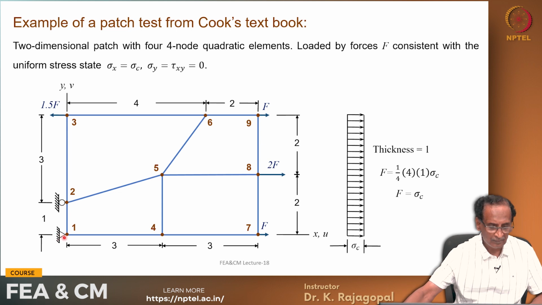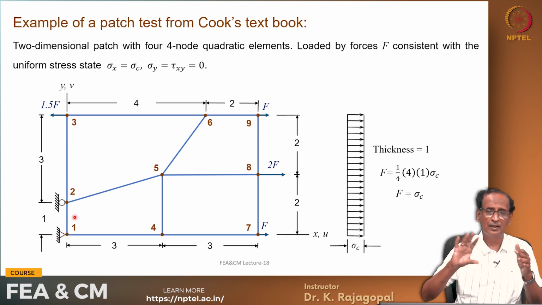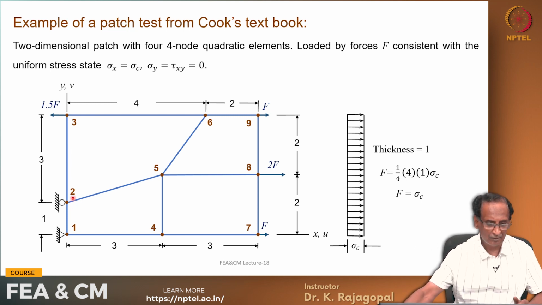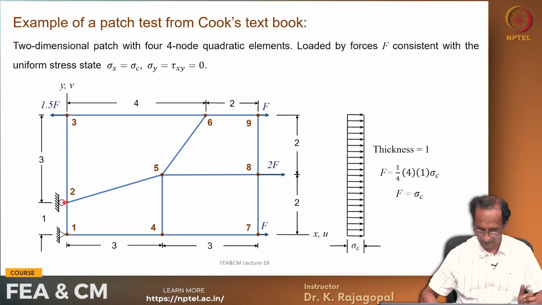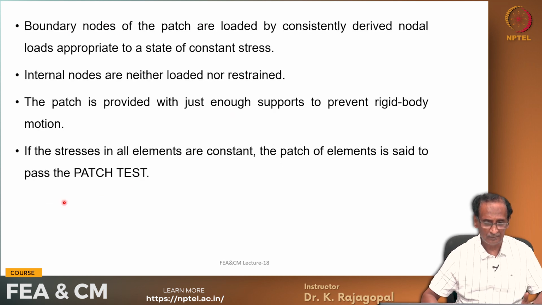So if you fix only one node and leave all the other nodes, then it can undergo rotation without any limit. So we need to constrain one more node, and that we have done by constraining this, and you prevent the rigid body deformation, and then we should be able to predict this constant stress that we will see through a program.